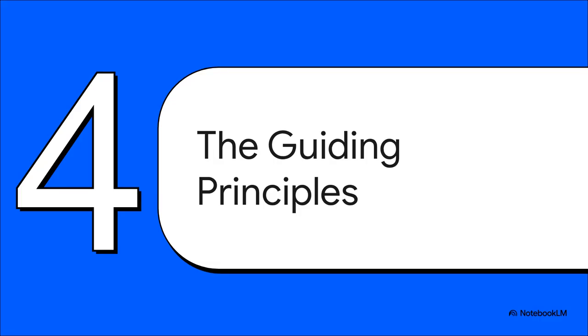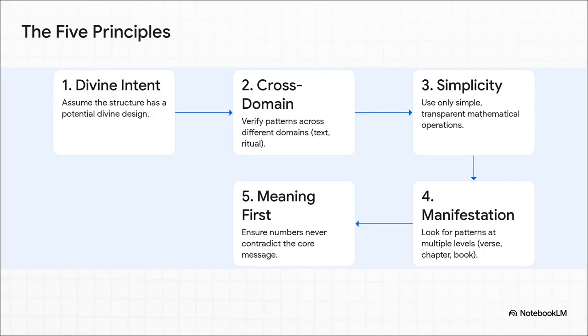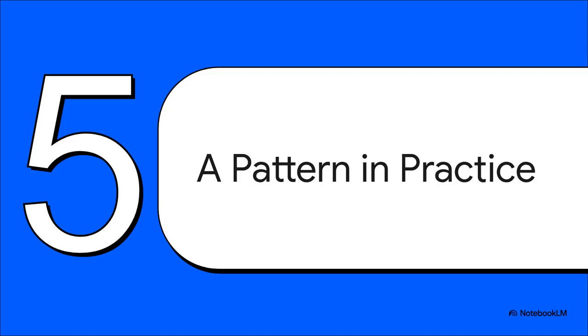So, what are these principles? Let's break down the 5 core rules this method uses to guide any and all investigations. The best way to think about these 5 principles is like a series of filters. Any observation you make has to pass through all of them to be taken seriously. It starts with the idea of divine design and goes all the way to making sure the numbers never, ever overshadow the actual message. All right, so how does this thing actually work in the real world?